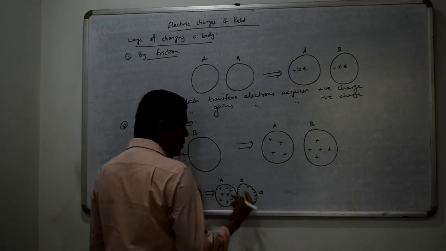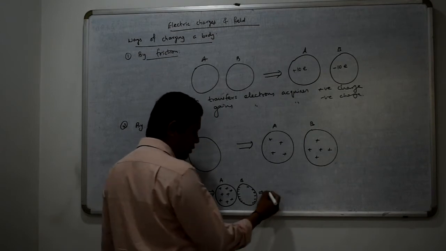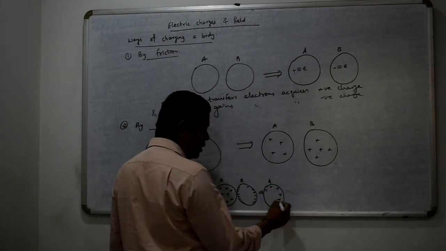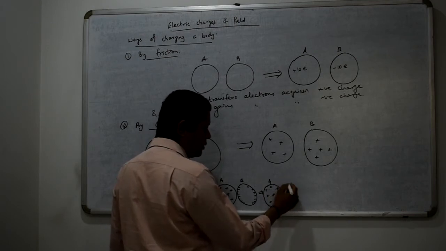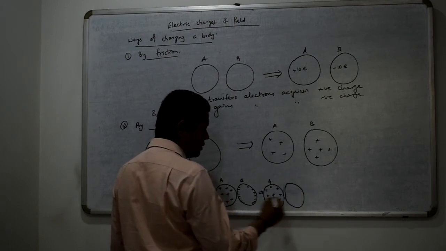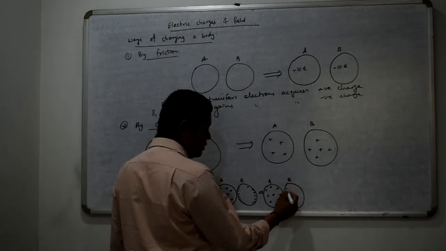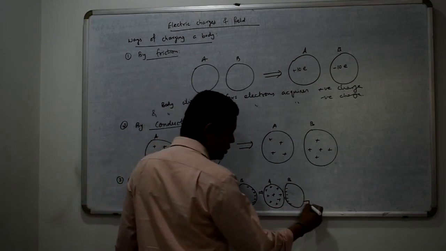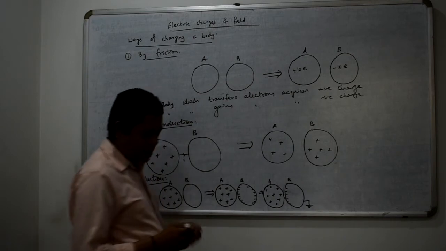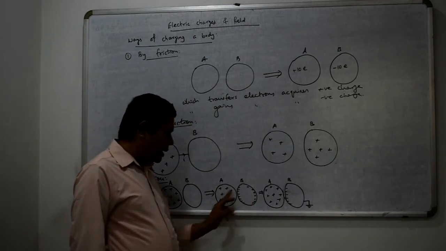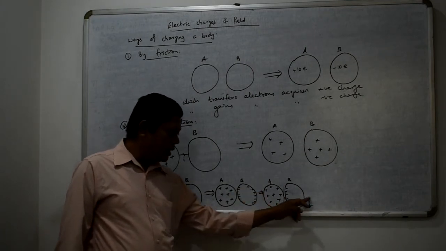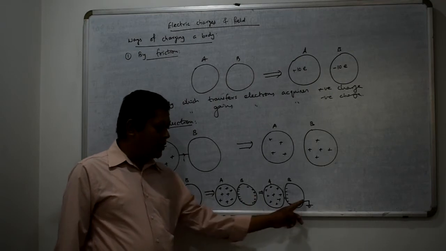Now if you want to convert this body B into a charged body, what you can do is connect body B to the ground. As you connect it to the ground, you can see this positive charge had a repulsive force, and because of that repulsive force and the connection to the ground, this positive charge will transfer to the ground.